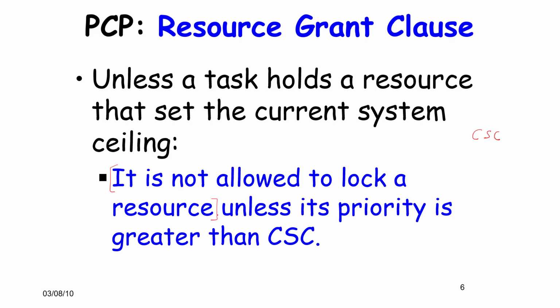And right, this is the first part of the sentence. We'll again take a look at the second part of the sentence, but the key idea is that if the current task in a certain sense is holding a resource that actually set the current system ceiling to whatever value it currently is, it is not allowed to lock a resource unless, of course, its priority is greater than CSC. So let me now make this slightly concrete, and I'll give you 5 seconds to read it on your own before I start speaking once again.